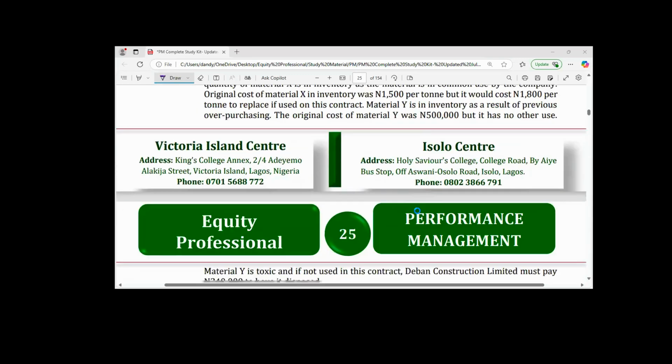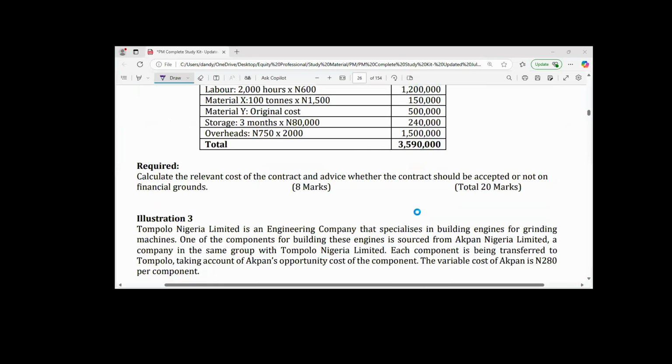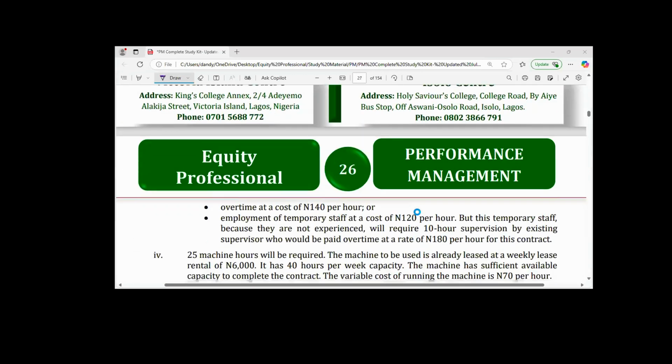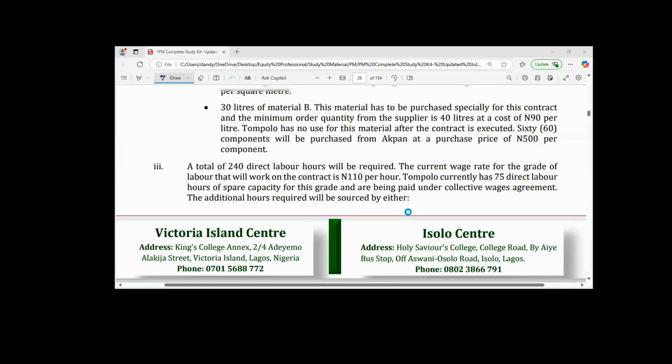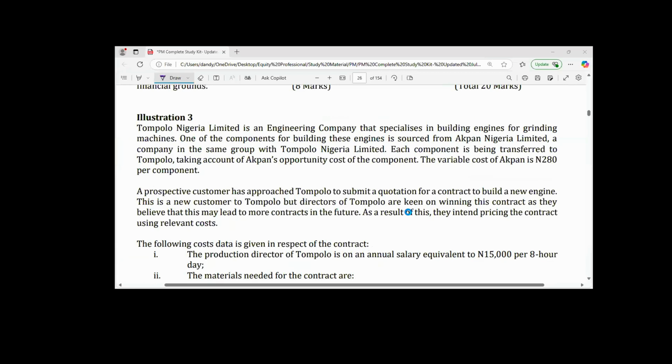In any case, I won't solve this illustration number 2. Maybe I will give it to you as an assignment, but let me see the one that is more technical. I can't solve more than 4 illustrations under this topic. So, illustration number 3, Tompolo. I need somebody to read for us, please.